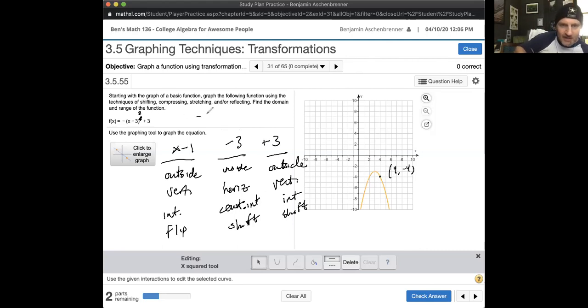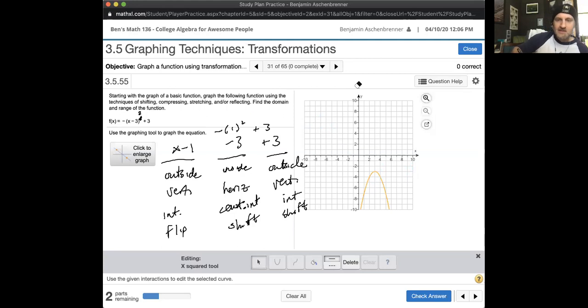So I plug it in, minus 4 minus 3, because that's my input, squared, plus 3. That's going to be minus 1 squared plus 3. So that's minus 1 plus 3. That's equal to 2. This is not correct. And the reason it's not correct is because I did my vertical shift before I did my flip. But the impact of that is that I've mistakenly got this in the wrong place.